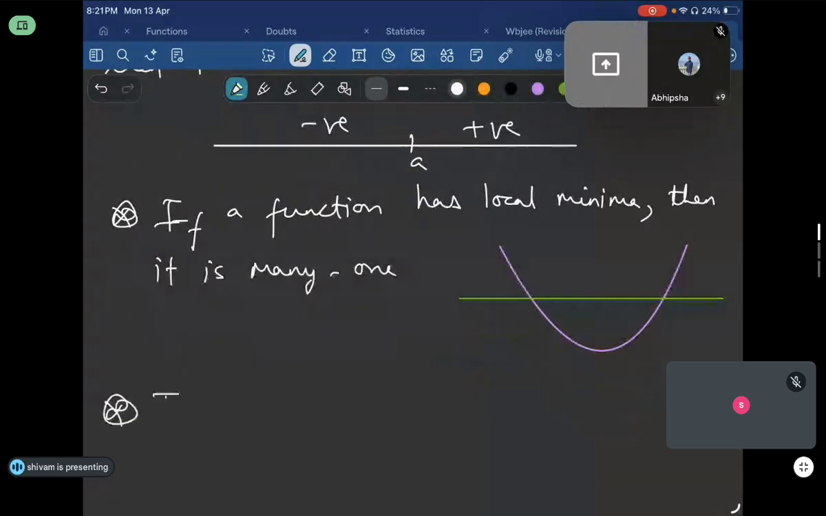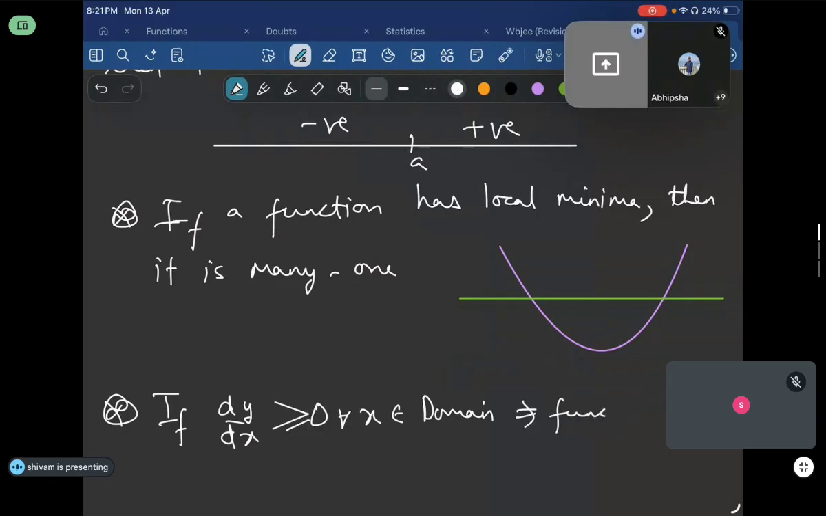So everyone, we can see that if dy by dx is greater than or equal to 0 for all x belonging to the domain, it means the sign should not change. If it is positive, it is always positive. So dy by dx is greater than 0 for all x belonging to the domain. This implies the function is one-one.